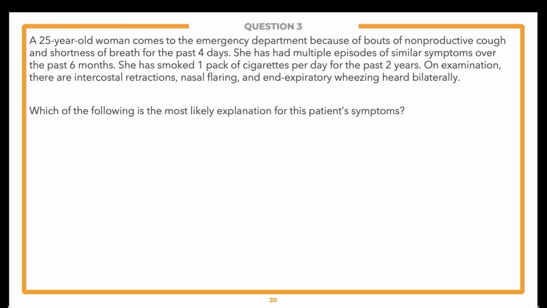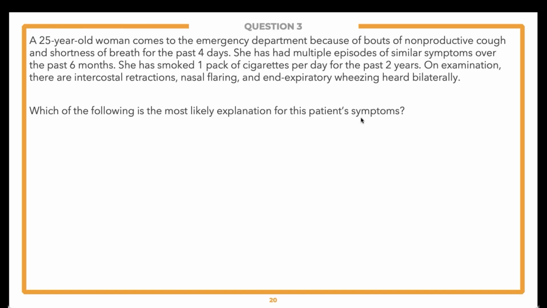A 25-year-old woman comes to the emergency department because of bouts of non-productive cough and shortness of breath for the past 4 days. She has had multiple episodes of similar symptoms over the past 6 months. She has smoked 1 pack of cigarettes per day for the past 2 years. On examination, there are intercostal retractions, nasal flaring, and end expiratory wheezing heard bilaterally. So again, which of the following is the most likely explanation for this patient's symptoms? You might want to come up with your own hypothesis based on what you've seen, or maybe a diagnosis, as I pass it over to Abraham.